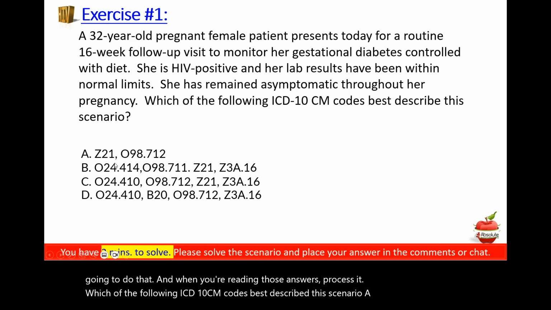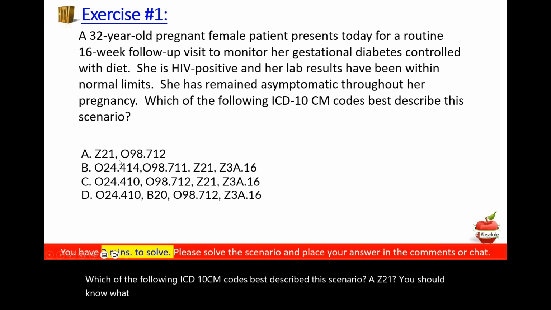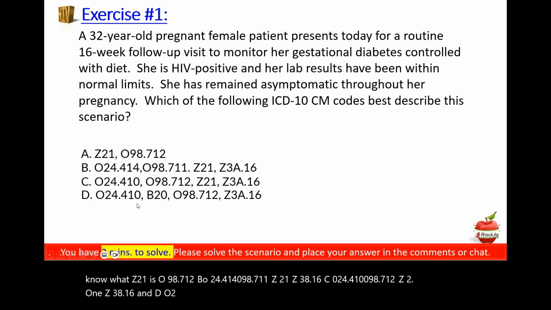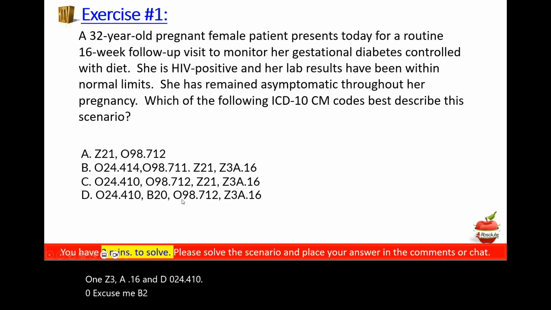A, Z21. You should know what Z21 is. O98.712. B, O24.414, O98.711, Z21, Z3A.16. C, O24.410, O98.712, Z21, Z38.16. And D, O24.410, B20, O98.712, and Z3A.16.